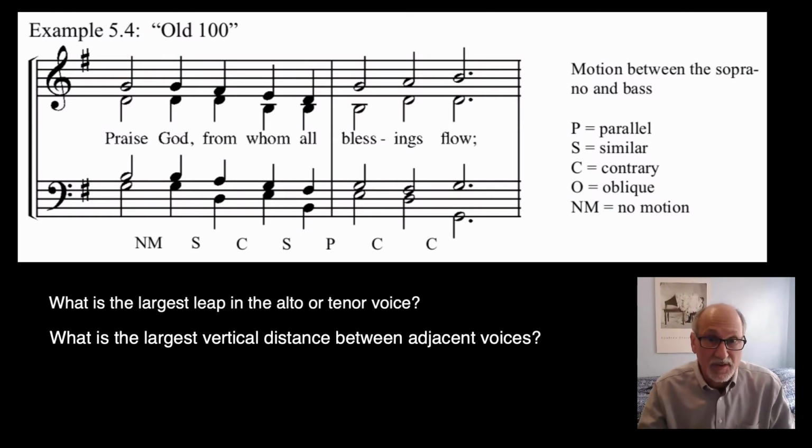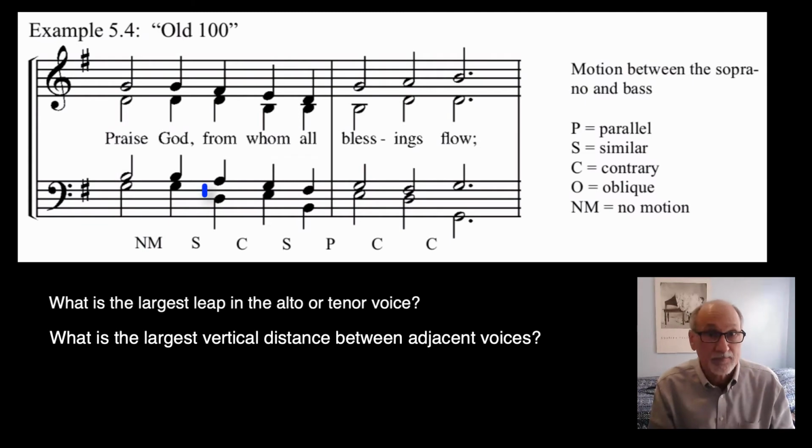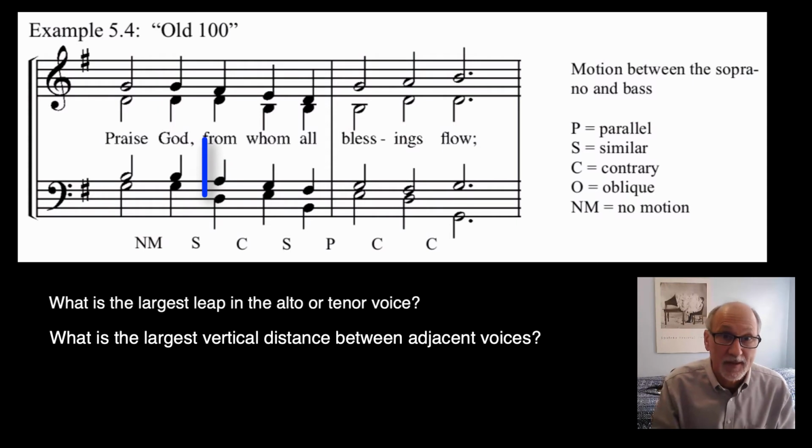What's the largest vertical distance that you see between any of the two voices? So this will take a little bit of examination, but take a look at that first chord. By vertical distance, I mean, let's say from the bottom note, the bass, to the tenor is a third, and then from the tenor to the alto is a third, and then from the alto to the soprano is a fourth. So there's nothing bigger than a fourth. If you go to the third chord, you'll see some bigger intervals. A fifth between the bass and the tenor, and then a fourth between the tenor and the alto.